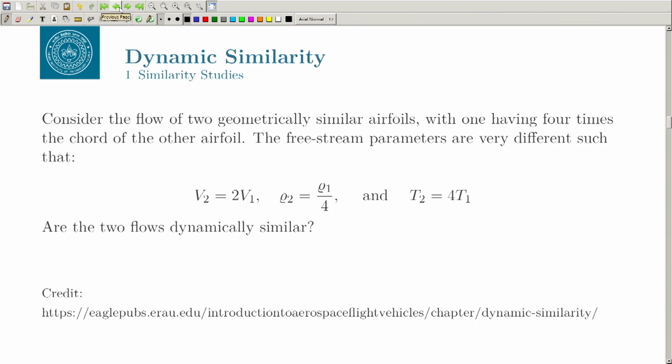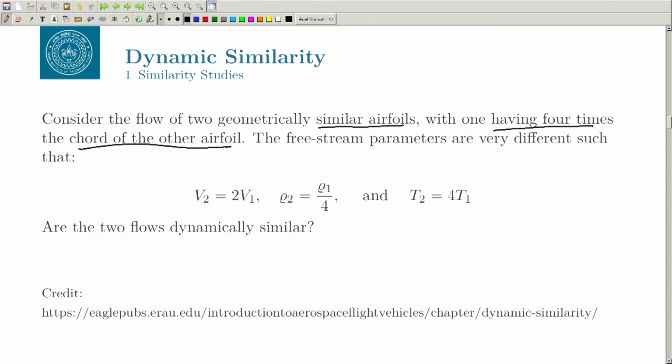Let us now talk about a case where we talk about the dynamic similarity. So, we will give an example so that the concept of dynamic similarity gets clear in your mind. So, the problem is to consider the flow of two geometrically similar aerofoils. Geometrically similar means that the geometric similarity is maintained. That means that the two aerofoils are basically scaled by some factor. So, here it is given, one having 4 times the chord of the other aerofoil. So, the model is basically 1/4 times the prototype.